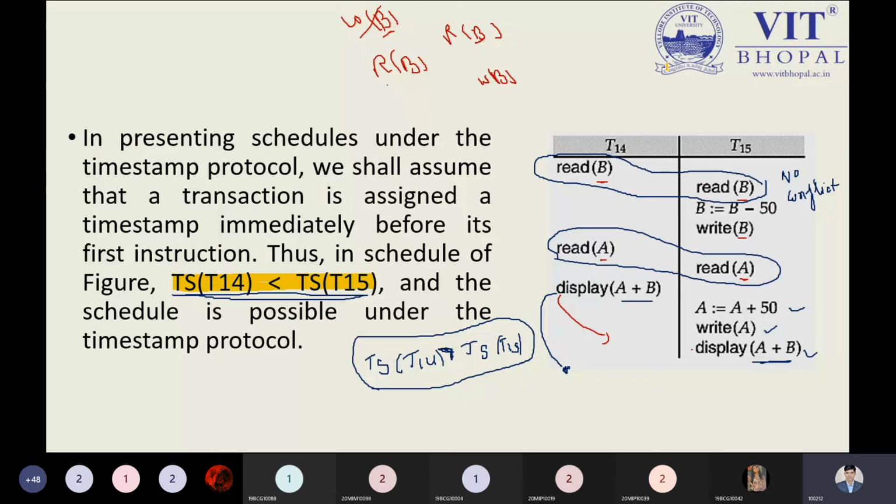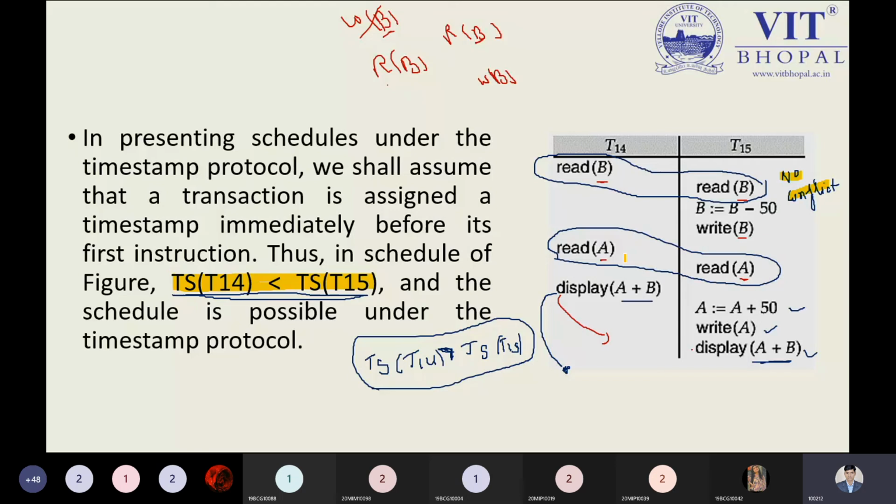So let me explain. First, I'm reading B. So here, there is no conflict. I have already explained this concept to my other students, so that's why I'm speaking about it here. No conflict will be here. If it is conflicting, then we have to manage all the things. So here we can see we have the reading operation, so no conflict will be there.